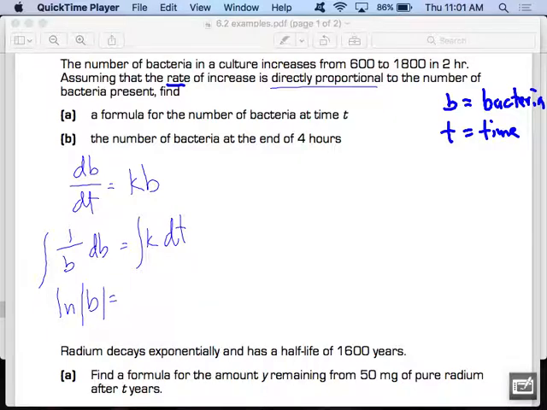Well, it's a great question. Mathematically, yes. But since we're dealing with bacteria, it doesn't make any sense to have negative bacteria, so we're just going to make it magically go away in a second. What's the integral of k dt? Think carefully before you answer.